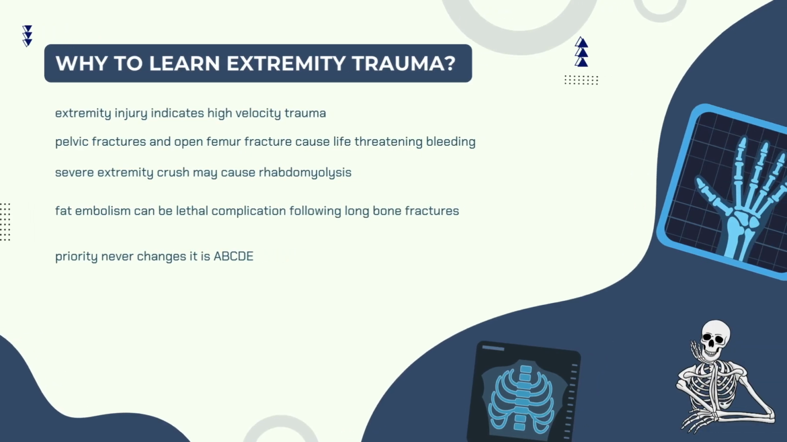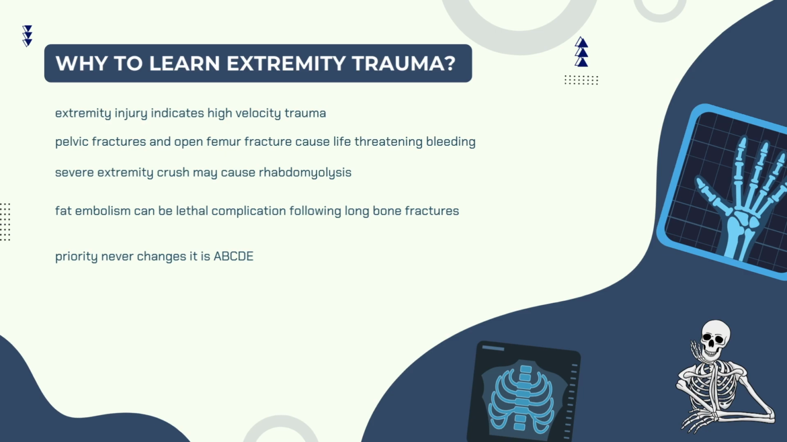Extremity trauma indicates a high velocity trauma. Pelvic fractures and some open fractures of the femur can even cause life-threatening bleeding. Even without an external wound, it can bleed inside the compartments, leading to a life-threatening bleed. Severe extremity crush may cause rhabdomyolysis and acute kidney injury. Fat embolism can be a lethal complication following long bone fracture, especially femur fracture, where you can get fat embolism very easily.